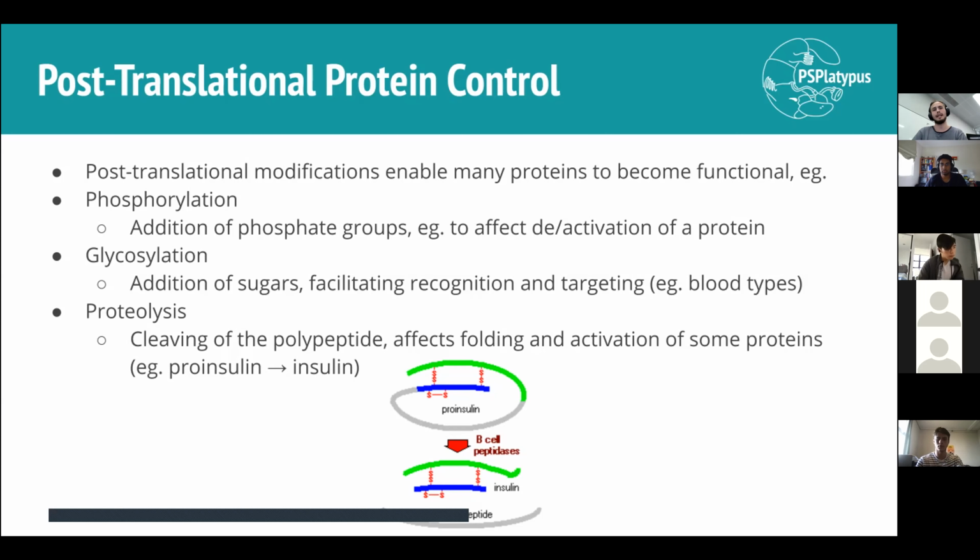You've got phosphorylation, that is adding phosphate groups, and glycosylation, glyco meaning sugar, with the suffix usually meaning addition of a group. So phosphorylation, same idea. But glycosylation is addition of sugars, and that can be involved in things like blood types, which are determined by the sugar groups on the proteins. And proteolysis is the chopping up of a protein that can affect folding and activation. So you don't want insulin active in the body the whole time. So you've got this pro-insulin, which is before active insulin. And then you have some enzymes here that come and chop off this gray part, and it results in just the green and the blue, which is active insulin.